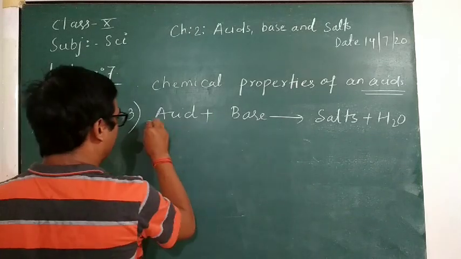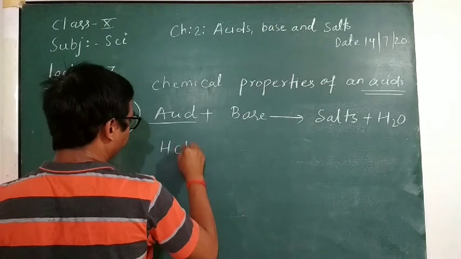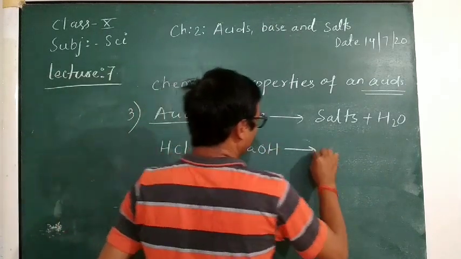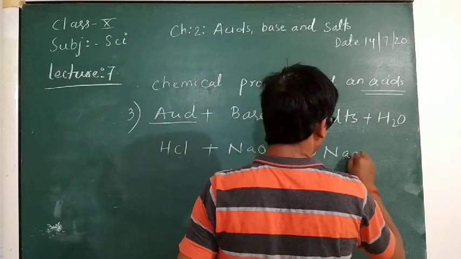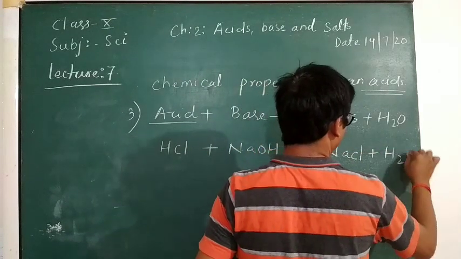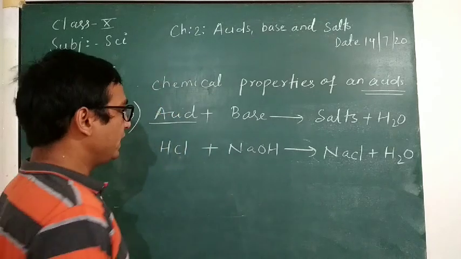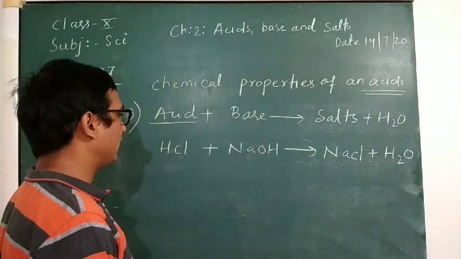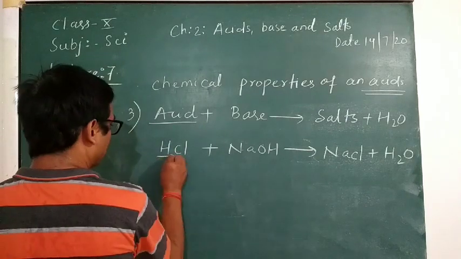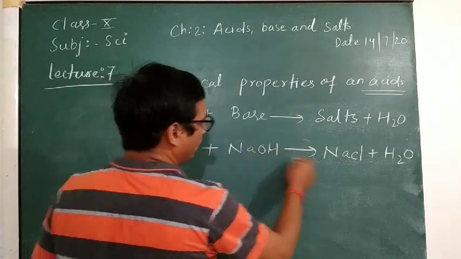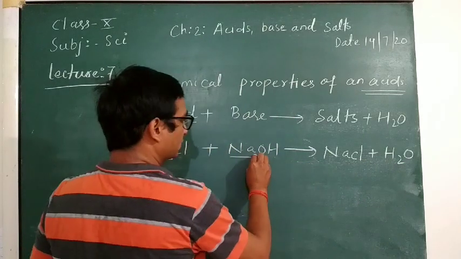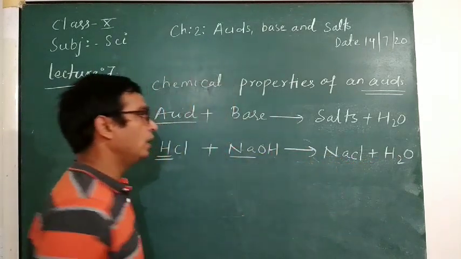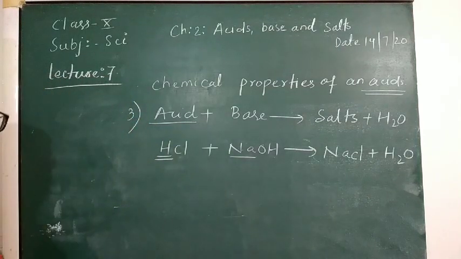We can take an example of acid like HCl, and base as NaOH. So this forms NaCl plus H2O. Now we need to balance. If this equation is not balanced, we can balance it over here. H is 1 and 1, Na is 1, Na is 1, Cl is 1, oxygen is 1. So this equation is totally balanced.